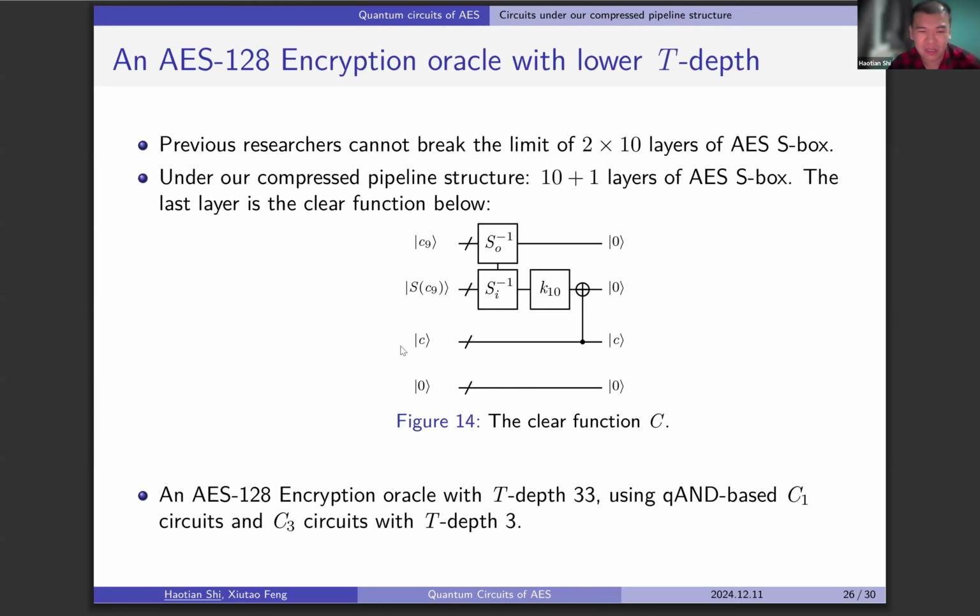Similarly, our encryption circuits can be used to construct an encryption oracle with lower T-depths. Previous researchers cannot break the limit of 2 times 10 layers of AES S-box. Under our compressed pipeline structure, we only need 10 plus 1 layers of AES S-box. The last layer is a clear function below. As a result, we succeed to construct an AES 128 encryption oracle with T-depth 33, while the previous best record is 60.